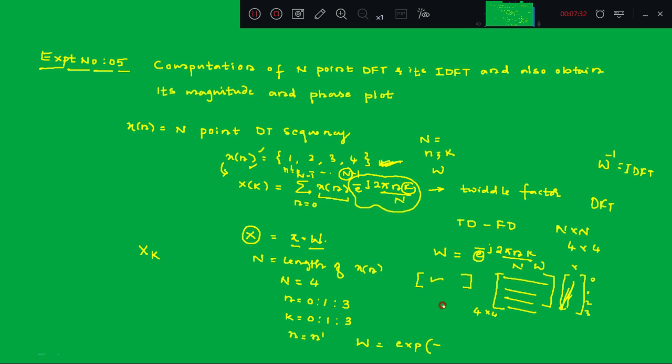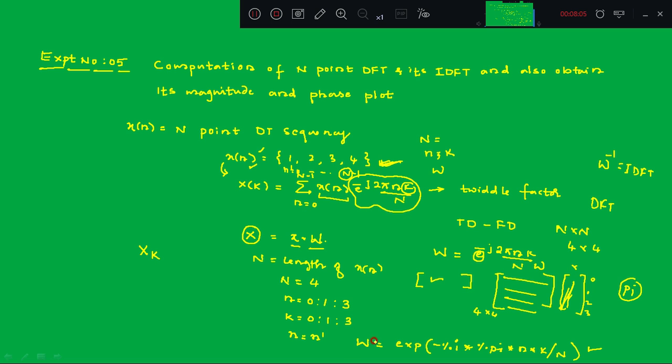So W I will define, W is equal to exp of minus j, right? And in Scilab programming, this j is represented by %i, into 2 pi. Pi I will write like this. If you write simply pi, it will give an error, right? So what you have to write is %pi, then only it will take pi as 3.142, into n into k divided by capital N. So this is how we define W, right?